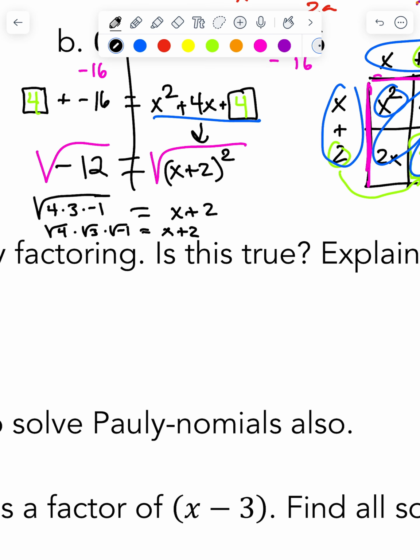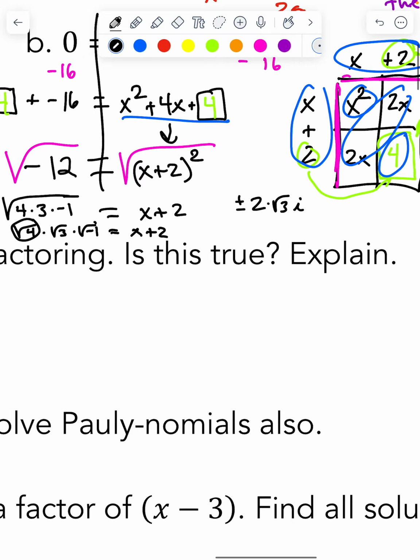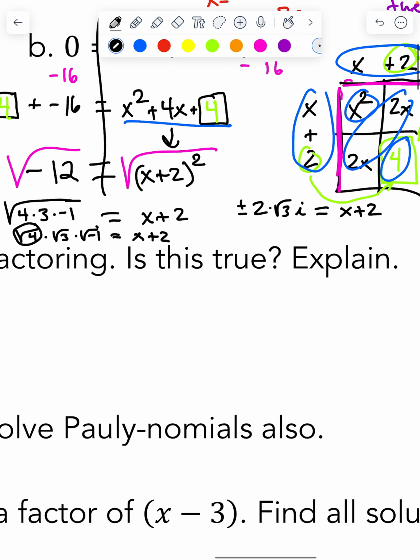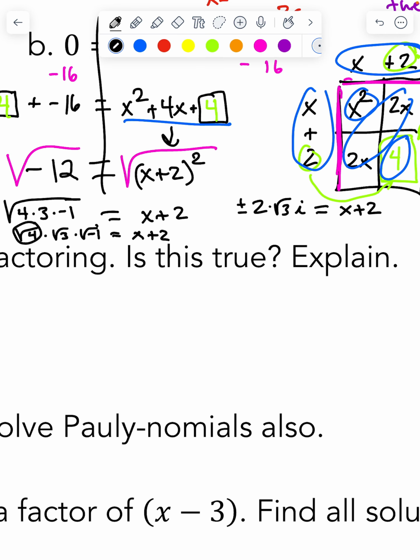When I do that, the square root of 4, that's a nice number. That's just 2 and negative 2, so I'm going to put a plus minus here. And then the square root of 3 is not nice, so I'm going to leave that alone. And then the square root of negative 1, well, that's i. That's imaginary. So all of that is equal to x plus 2. So I just cleaned up that left side.